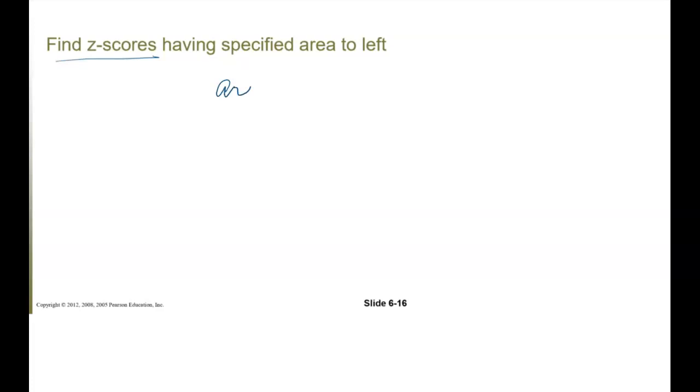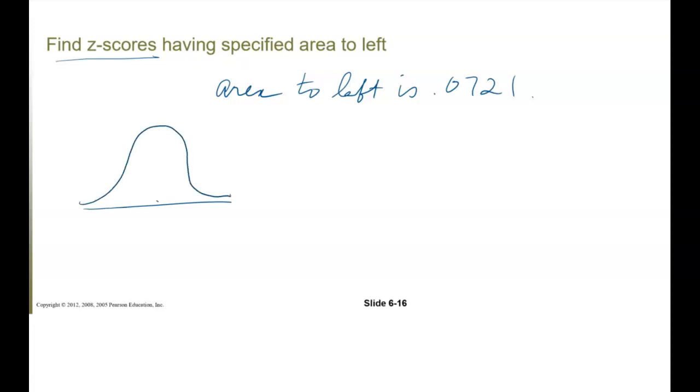Let's suppose my area to the left is 0.0721. Okay, and I want to know what's the z-score that has that area to the left. I'm still going to draw a picture. Okay, and then I think about it. All right, an area to the left of 0.07.